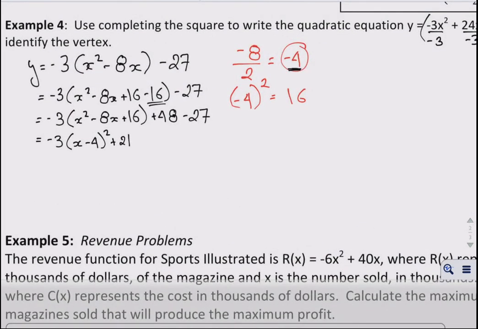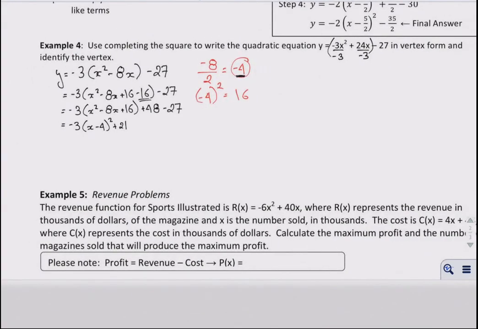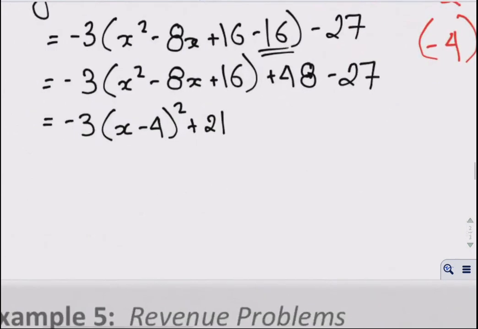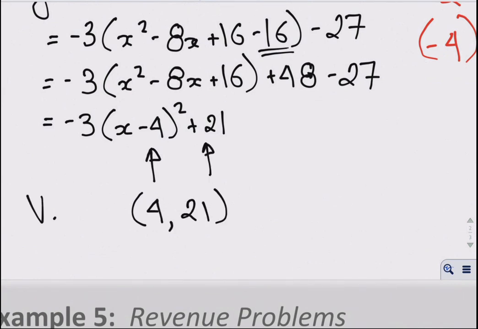So, we want to complete the square and identify the vertex. Well, once we have it in this form, the vertex is easy to identify. It's just the opposite of the negative 4. So I got 4 and the 21 from here. That is my vertex.